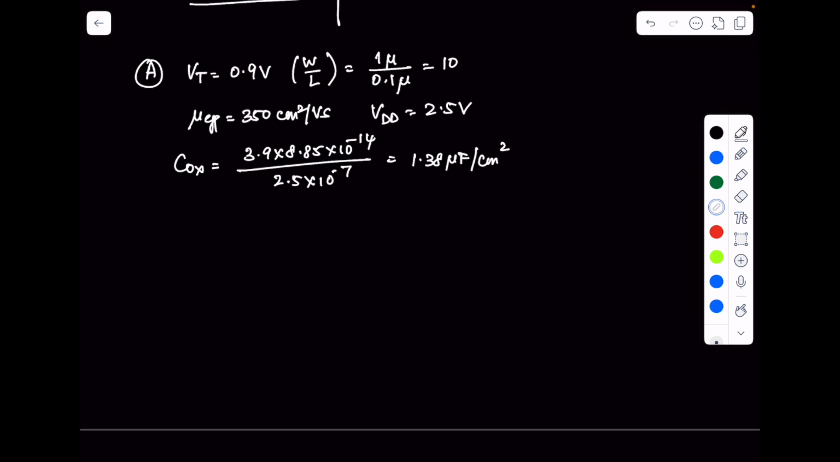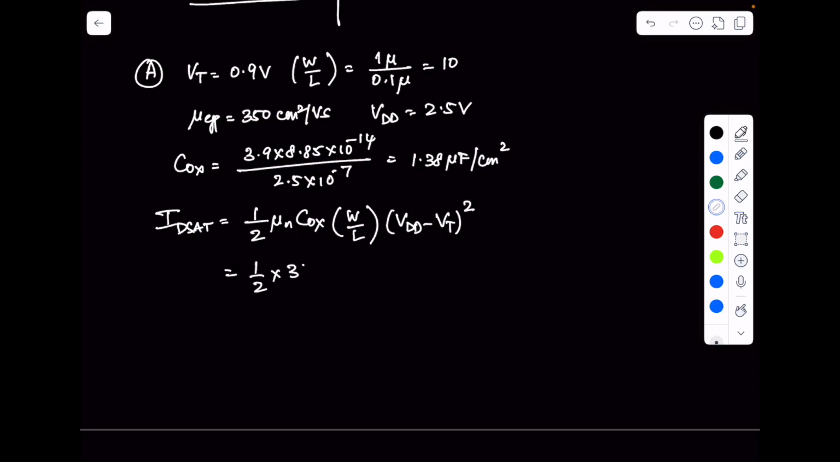That's your Cox, right? And so therefore, if I want to write my ID sat in this case, it is half mu n Cox W by L, VGS minus VT the whole squared. If I assume VGS is VDD, so it's VDD minus VT the whole squared, right? So which is half into 350 into 1.38 into 10 power minus 6 into 10 into VDD is 2.5, VT is 0.9, the whole squared. And this works out to 6.18 milliamps.